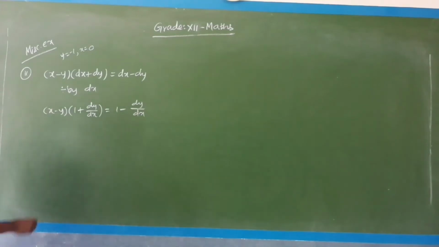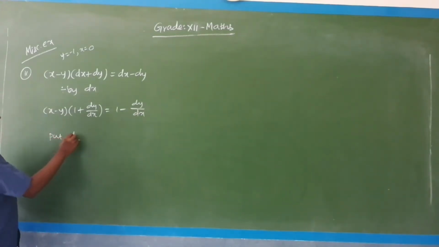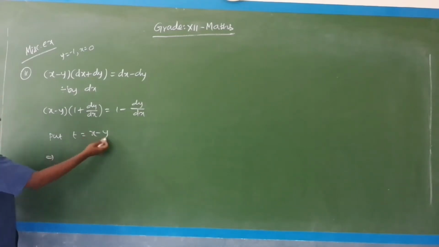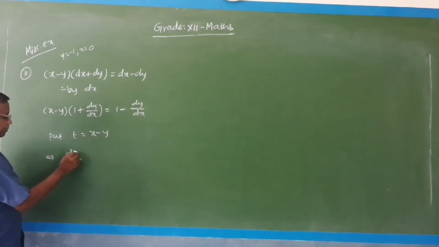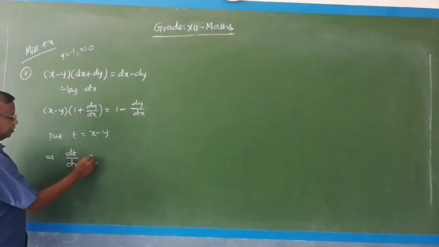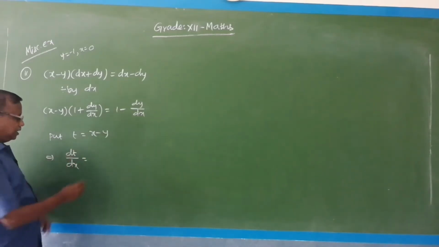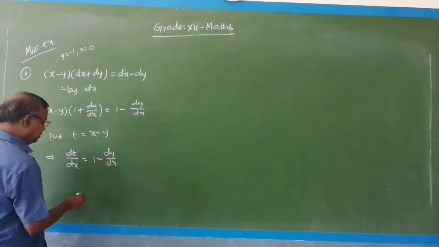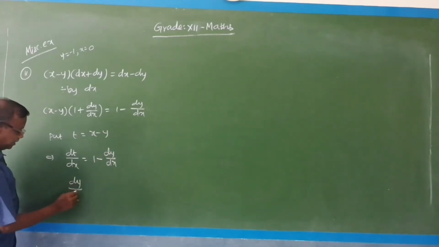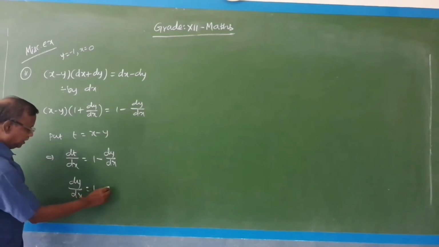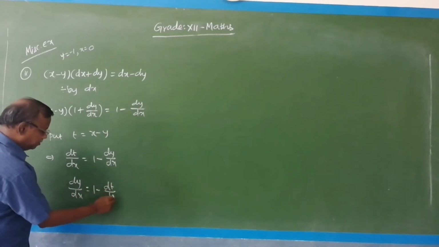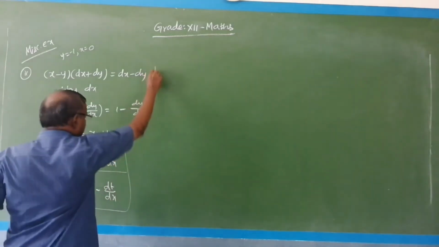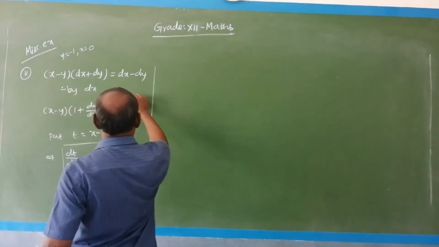As per the hint given, put t equal to x minus y. Therefore, differentiating on both sides with respect to x, we have dt by dx equal to 1 minus dy by dx, or dy by dx equal to 1 minus dt by dx. So both we have to substitute above, in the first equation.